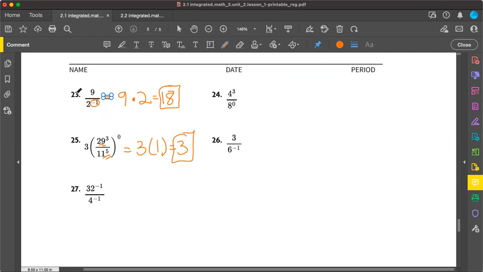Similar to 23. 26 will be similar to that. This one's not too bad. 4 to the 3rd over 8 to the 0. 4 to the 3rd. 8 to the 0 is just 1. So really, it's just 4 to the 3rd power. This is just, you guessed it, 64.